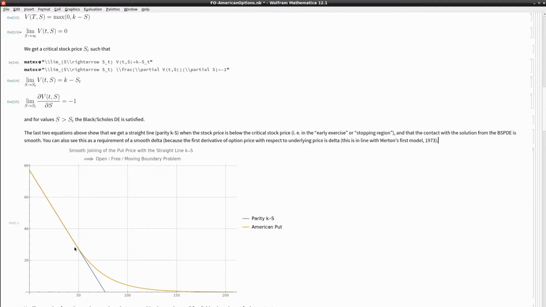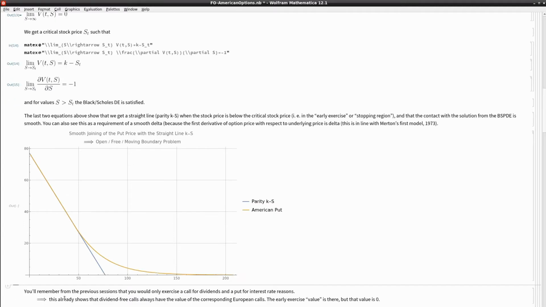There is definitely one point to the left of which we have a straight line and to the right of which we don't have a straight line. We have a curve, we have a curvature, a convex function to the right of this yet unknown boundary point.